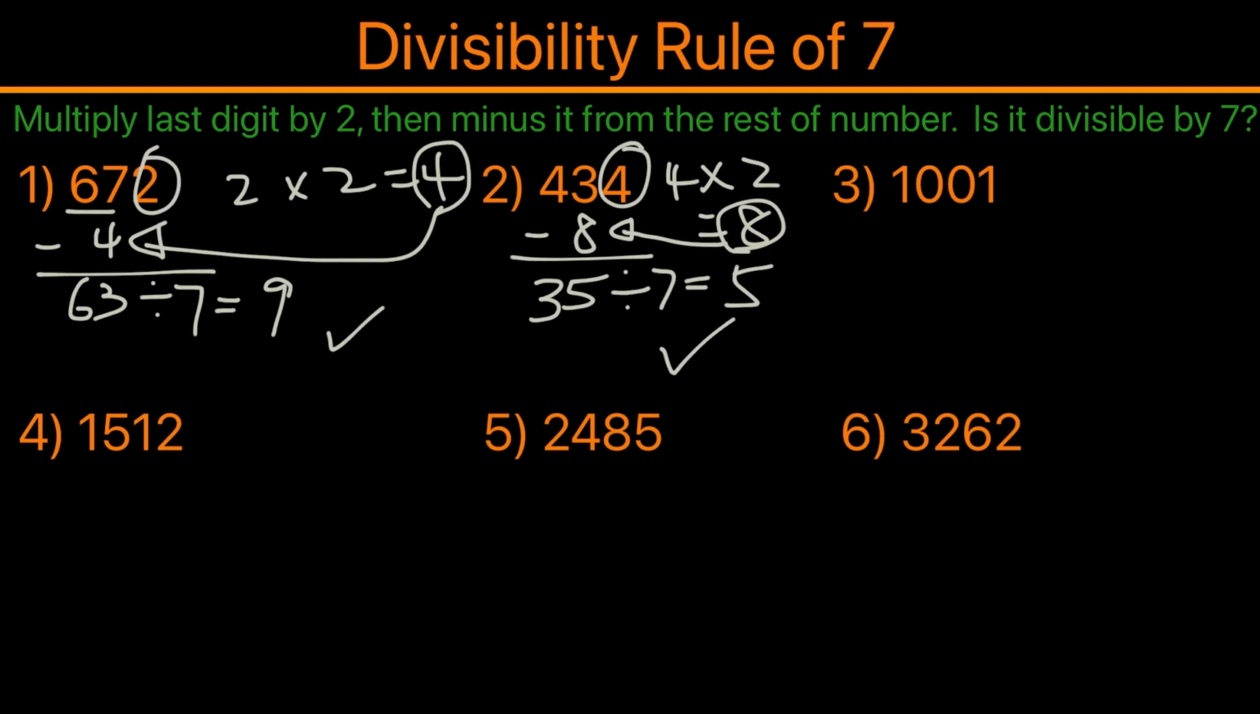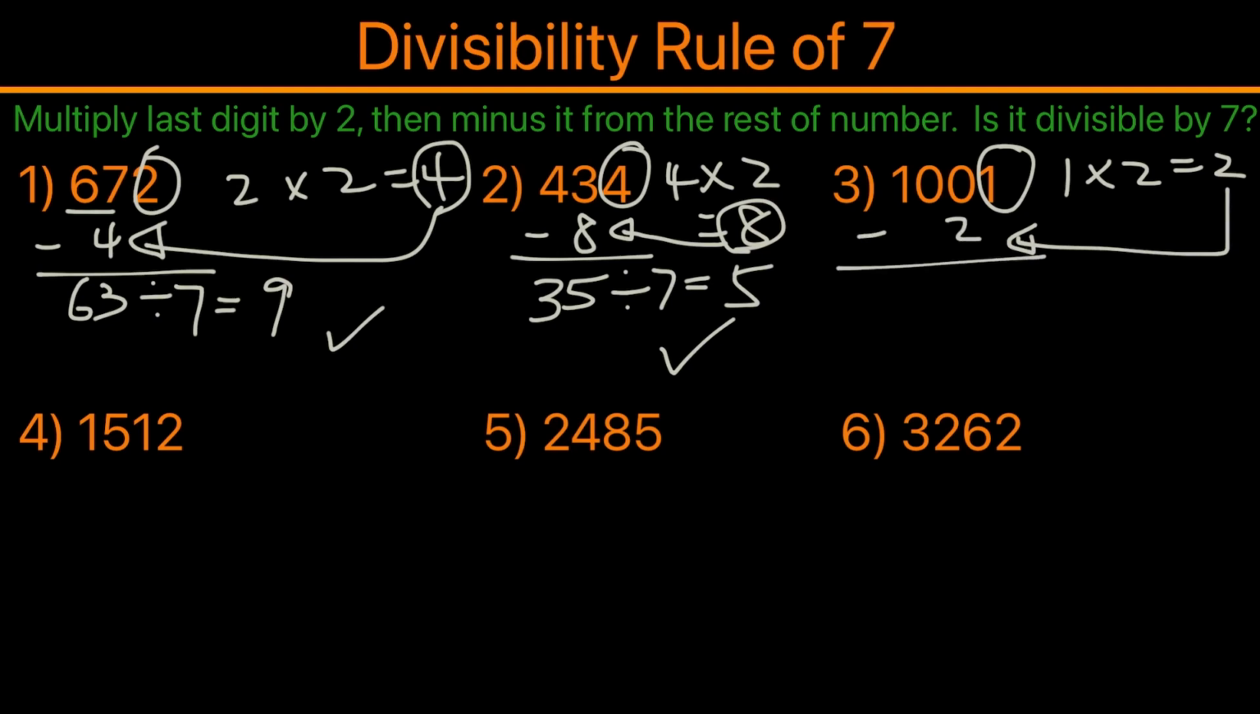And next one, 1001. Taking the last digit, multiply by 2, subtract it from 100, becomes 98. Now, is 98 divisible by 7? The answer is yes, because it will become 14.